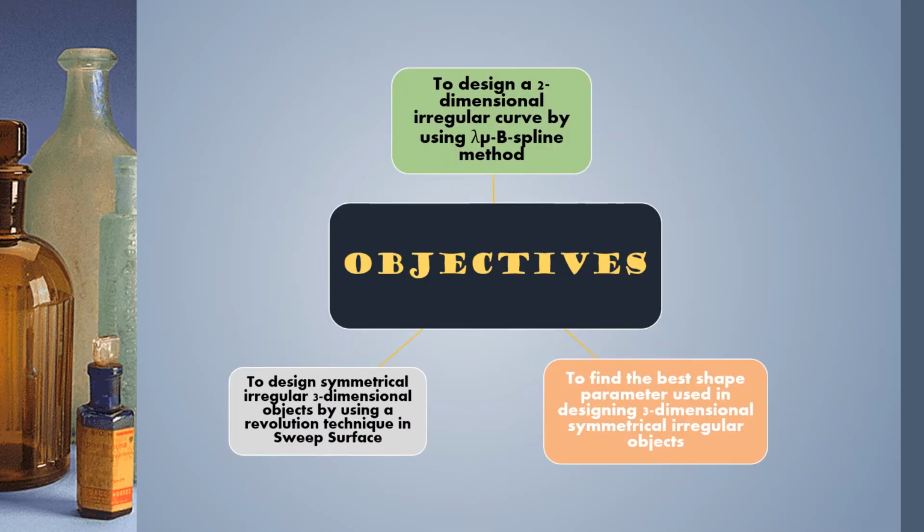In this research, there are three main objectives to be achieved. Firstly, to design a two-dimensional irregular curve by using the Lambda Mu B-spline method. Secondly, to design symmetrical irregular three-dimensional objects by using a revolution technique in surface. And thirdly, to find the best shape parameter used in designing three-dimensional symmetrical irregular objects.